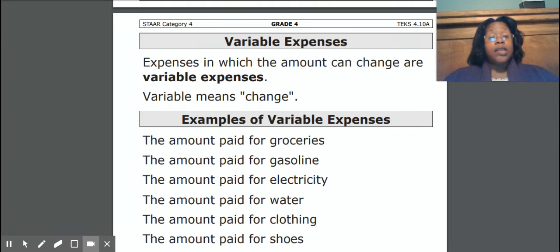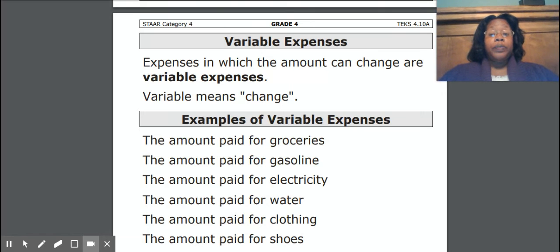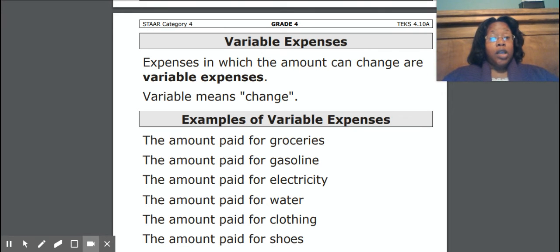The amount paid for gasoline. Sometimes the price of gasoline will be higher and you have to pay more, or it may be lower. The amount paid for electricity. In the winter months, when it's really cold or when it's really hot, then usually your electricity bill is higher because you use more energy. However, if you are using electricity like now when it's pretty calm outside and it's not too hot and it's not too cold, then those months you're going to have a relatively small electricity bill.